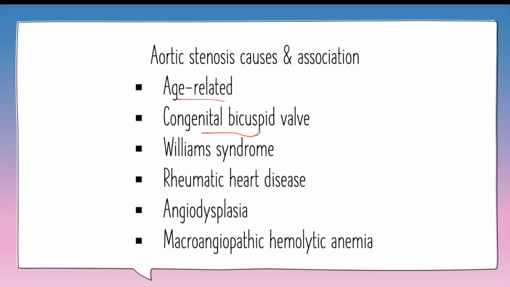Williams syndrome, which will be covered in a different video, is a rare genetic disorder characterized by mild to moderate learning difficulties or cognitive development.